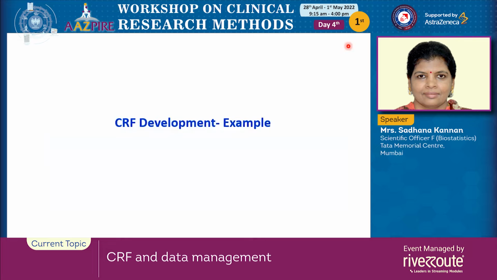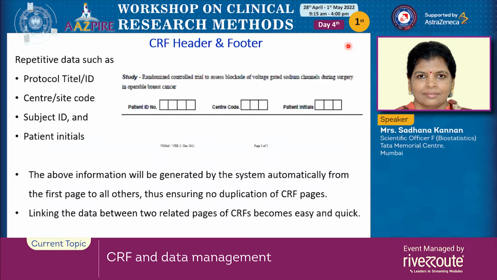Now, I will take you through an example of how the CRF is to be developed. The first thing when we start developing a proper CRF is the header. In the header we give the protocol ID, center or site code, subject ID, and patient initials. This header will repeat on every page of your CRF, because it will be easy for you to track whose data is entered and which center it is, and all that you can track very easily.